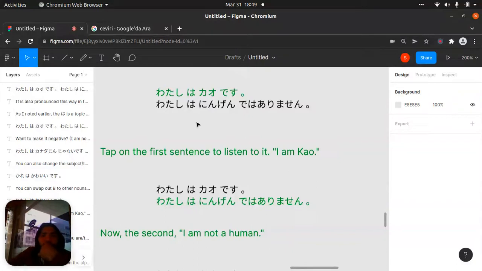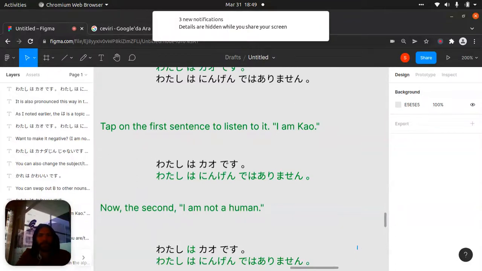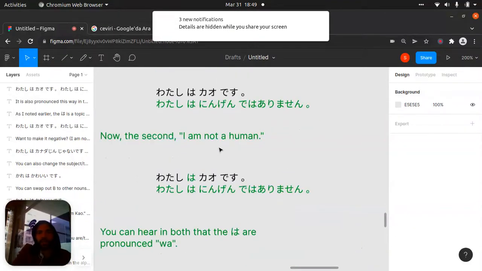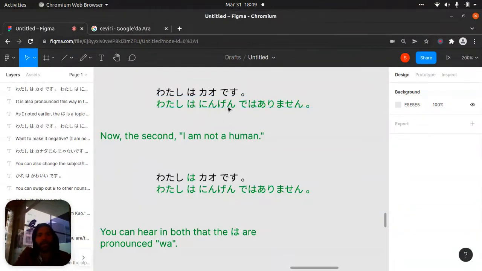Another one, watashi wa ningen, ningen dewa arimasen, which is I'm not a person. Well, let's come down. What we'll see here. Okay. Now the second, I'm not a human here. Watashi wa ningen dewa arimasen. I'm not human. If you check here, you will see again watashi wa again. And here what we have, cow, like cow with katakana.